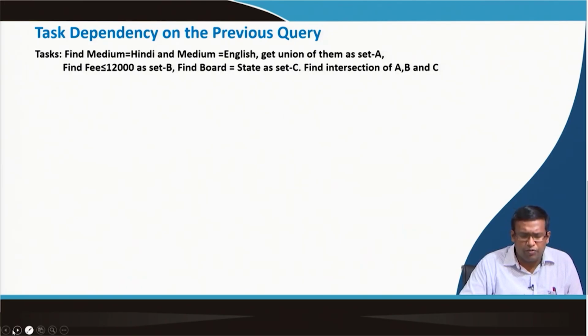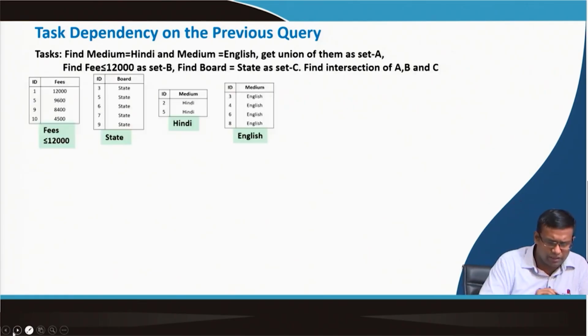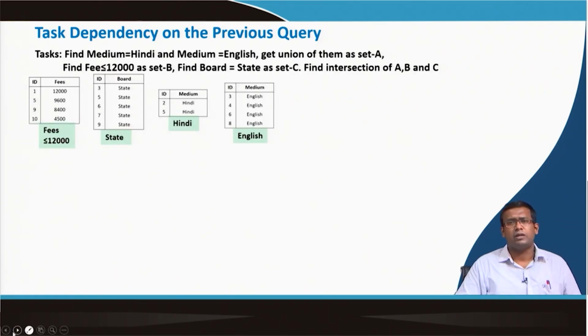So, of course, we can find that taking the same data there can be 4 different operations, and these operations are independent: find out whether the medium of instruction is Hindi, whether it is English, find out what the fee is, find out what the board is. These 4 tasks can be done independently. So these are 4 independent tasks. Then finding the union and finding the intersection are dependent tasks.